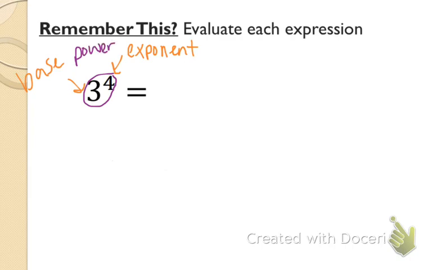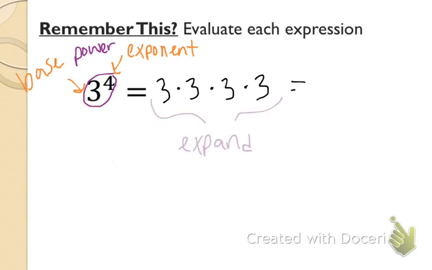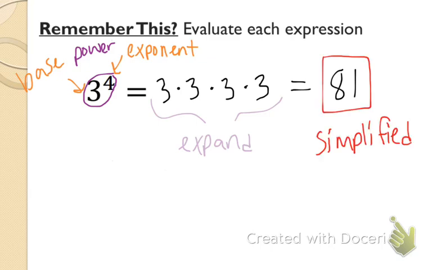Okay, so the power, this expression, is not saying, oh, 3 times 4. The answer is 12, miss. Nope, that's not what it's saying. What it's saying is 3 must be multiplied to itself 4 times. So what I just did is I expanded the expression so I can really understand what is happening. So this is 3 times 3 times 3 times 3, and the answer is 81. This is known as the simplified answer to this expression, to that power.